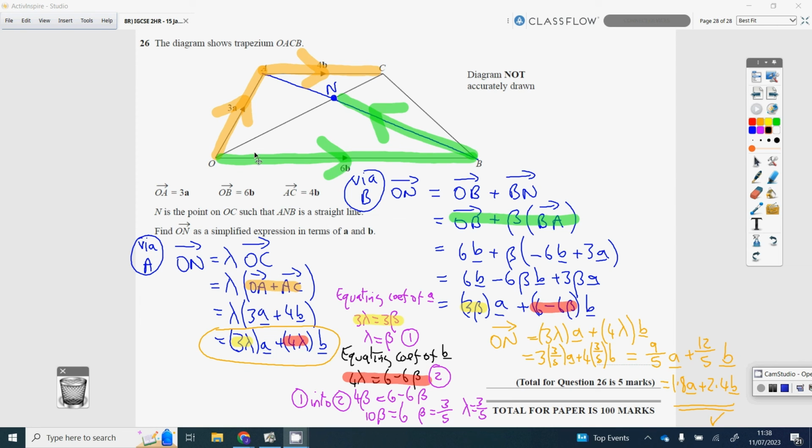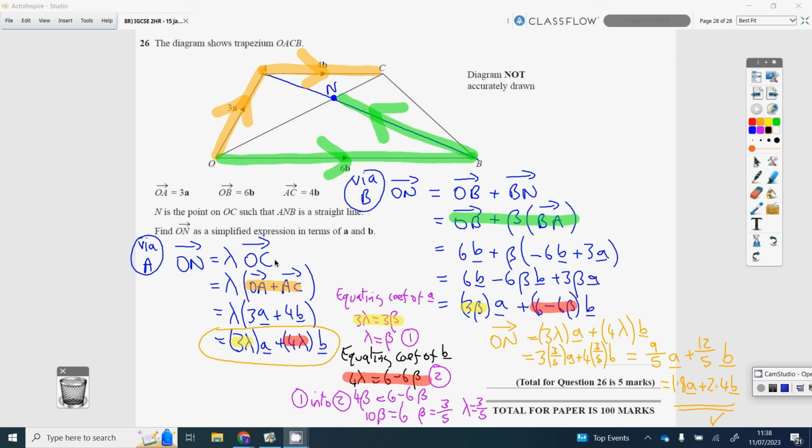So I'm going to start off by going from O to N via the orange route. Okay, so O to N via A. Now what I know is that O to N is part of O to C, or it's obviously on the same line. So it's a fraction of OC. So I'm going to say ON equals lambda OC. So lambda is going to be some decimal, isn't it? It's going to be some part of OC.